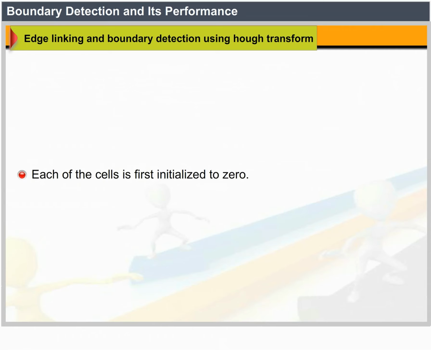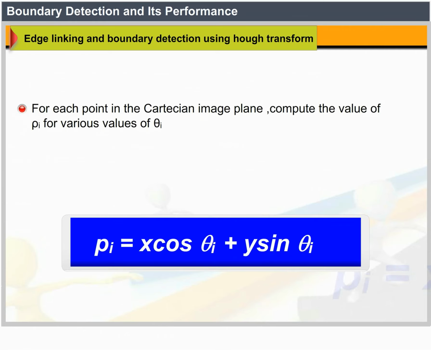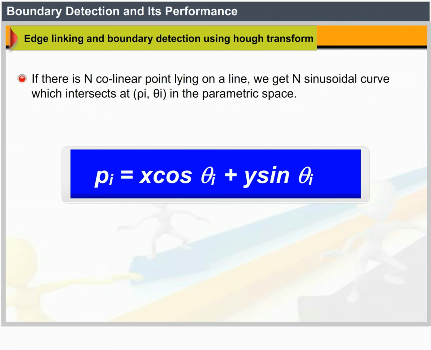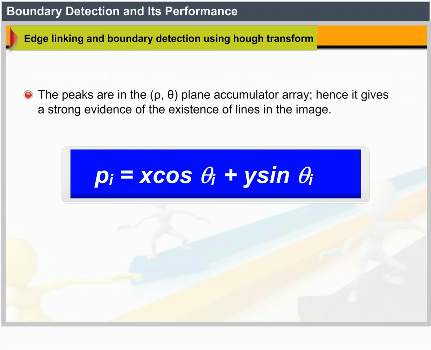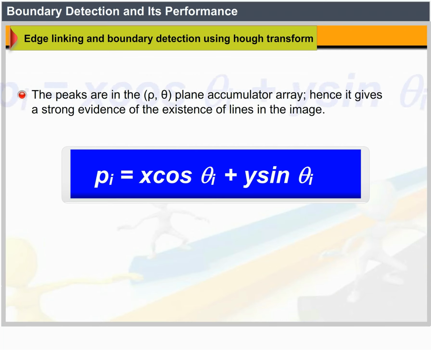Each of the cells is first initialized to 0. For each point in the Cartesian image plane, compute the value of rho_i for various values of theta_i, in the equation rho_i equals x cos theta_i plus y sin theta_i. If there are n collinear points lying in a line, we get n sinusoidal curves that intersect at (rho_i, theta_i) in the parametric space. The peaks in the rho theta plane accumulator array, therefore, give strong evidence of the existence of lines in the image.